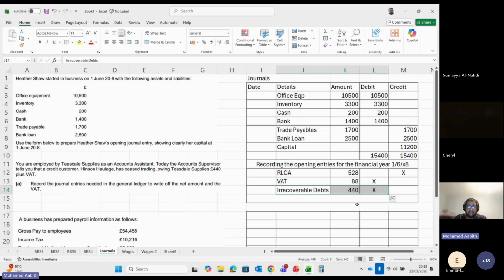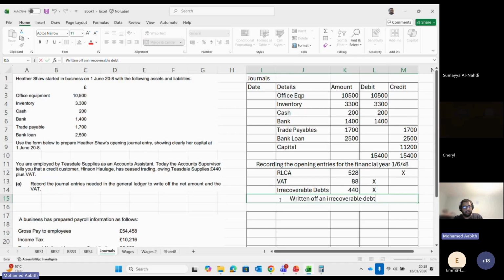Okay. Now we're going to do a narrative for that one. Narrative says written off an irrecoverable debt of what is that company? Hinson Haulage.